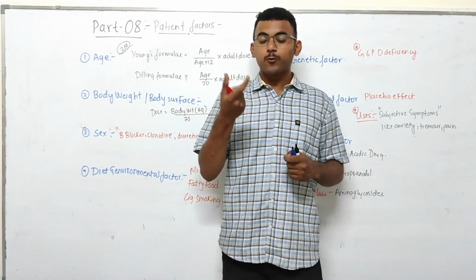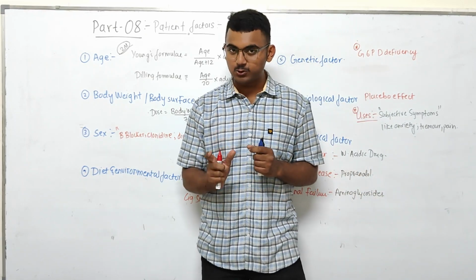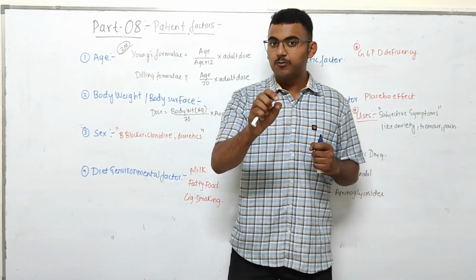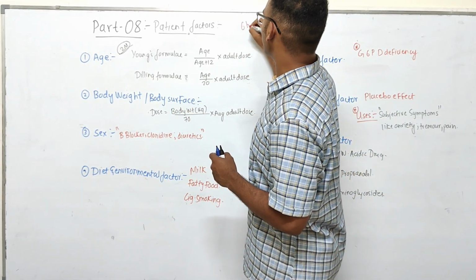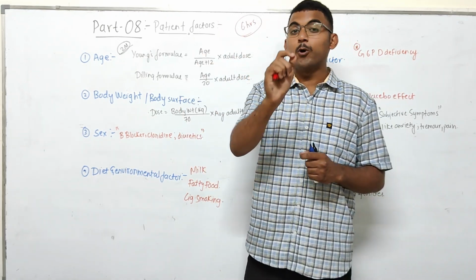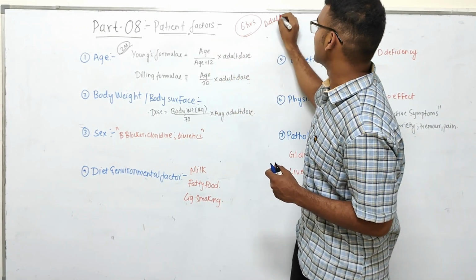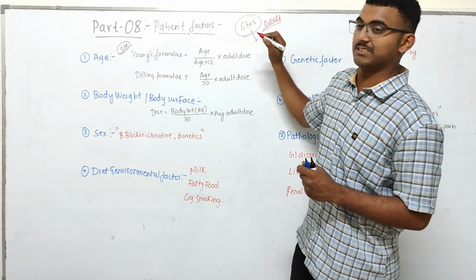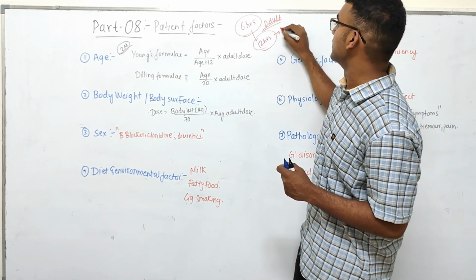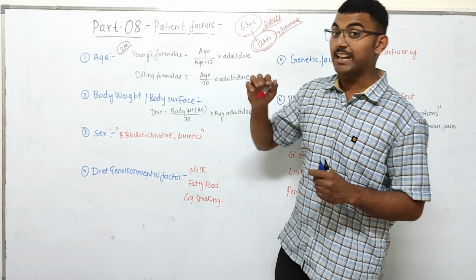For example, there is a drug called penicillin G. In adults, we give penicillin G every 6 hours. But the same penicillin G, if the patient is a neonate, we give every 12 hours.